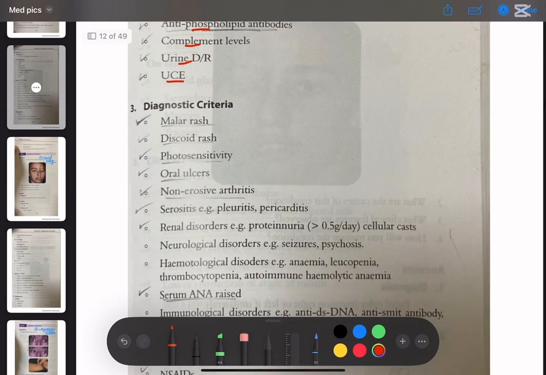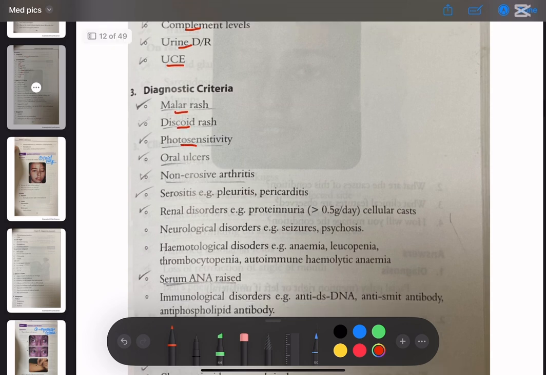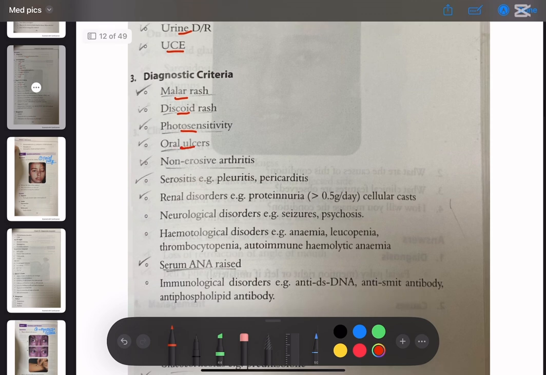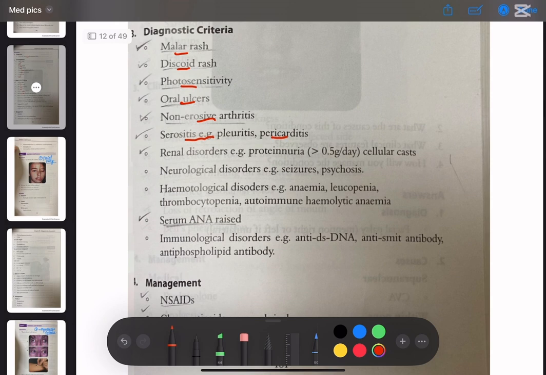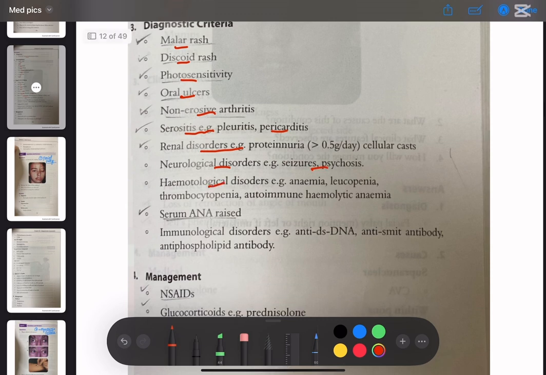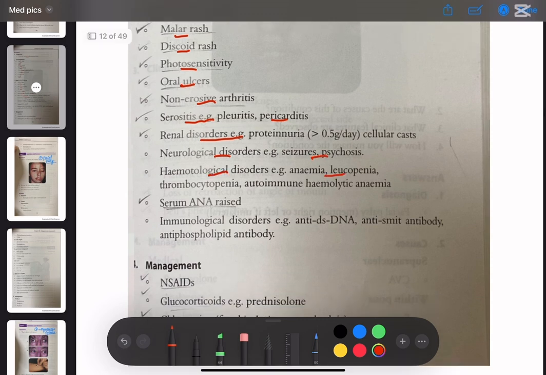The diagnostic criteria is that there will be malar rash, discoid rash, photosensitivity, oral ulcers, non-erosive arthritis, serositis, for example, pleuritis or pericarditis, and renal disorders, for example, proteinuria, cellular casts, neurological disorders, for example, seizures and psychosis, hematological disorders, for example, anemia and leukopenia, thrombocytopenia, and autoimmune hemolytic anemia.